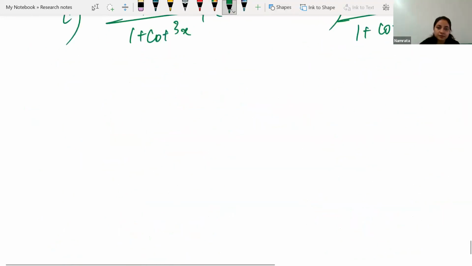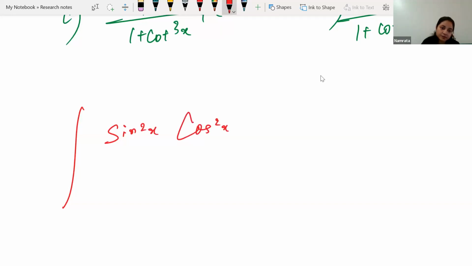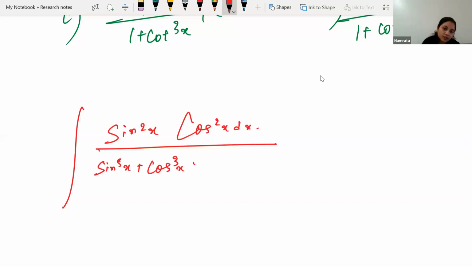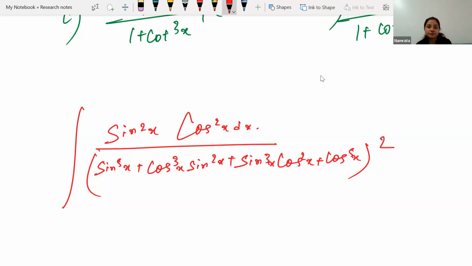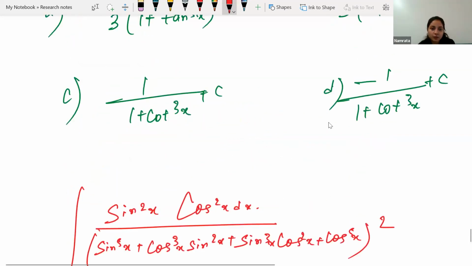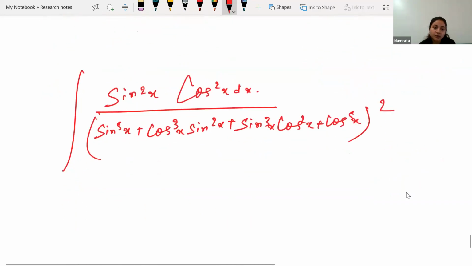So let me write it again. We are having sin^2 x cos^2 x, and here we are having sin^5 x + cos^3 x sin^2 x + sin^3 x cos^2 x + cos^5 x, and completely power 2 is there. Options are tan, tan, cot.